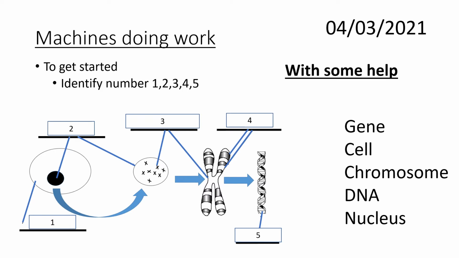Well, the answers are as follows. Number 1 is a cell, 2 is the nucleus, 3 refers to chromosomes, 4 is the genes on a chromosome, and 5 is the DNA that chromosomes are made from.